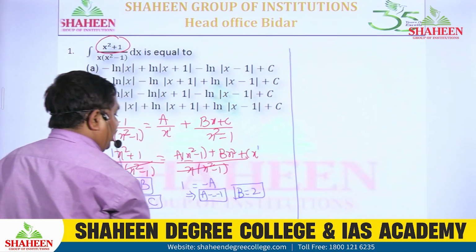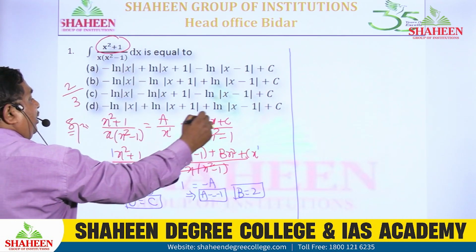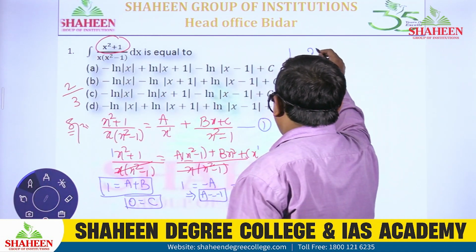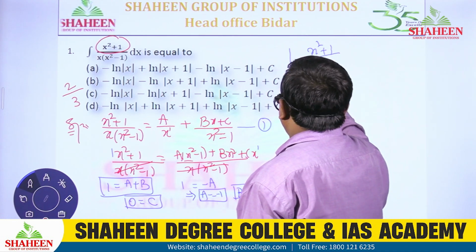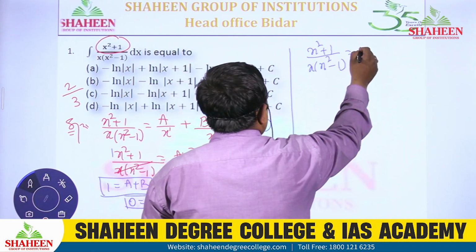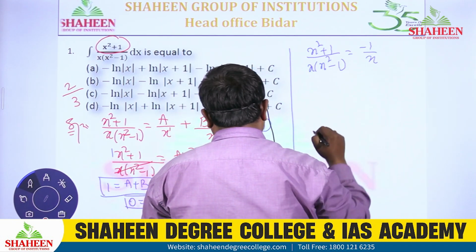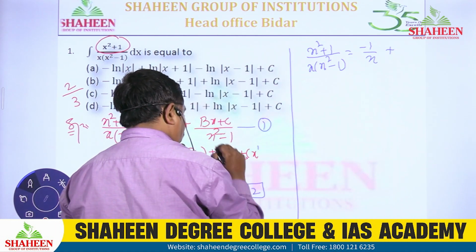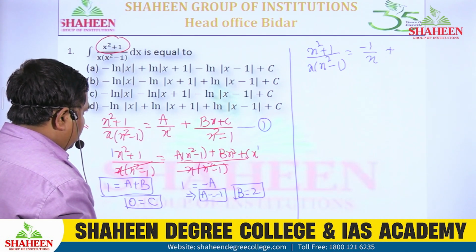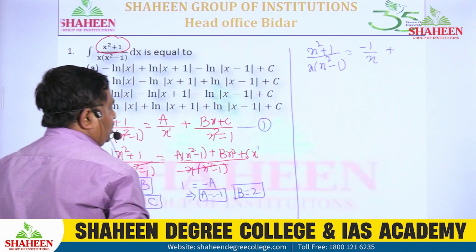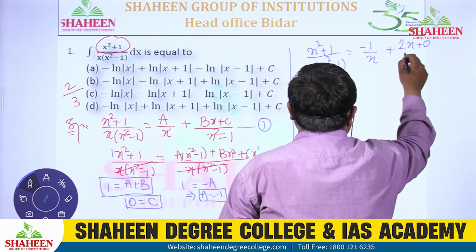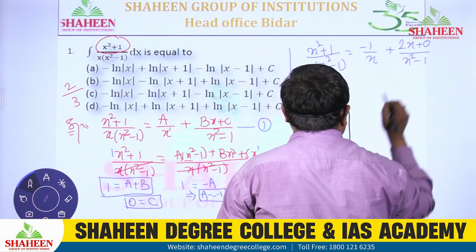Substituting the a, b, c values in equation number 1, equation number 1 changes to x square plus 1 divided by x into x square minus 1 is equal to, what is the a value? Minus 1 divided by x. And what is the b value? The b value is 2. 2 into x is 2x, plus c. The c value is 0, divided by x square minus 1.